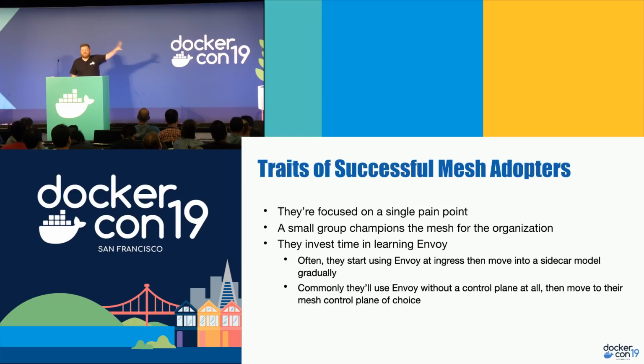Consistently, people that have successfully adopted Envoy-based service meshes have spent time learning Envoy. Often they do this in an ingress use case before they go to sidecars. A lot of times they'll not even use a control plane initially.